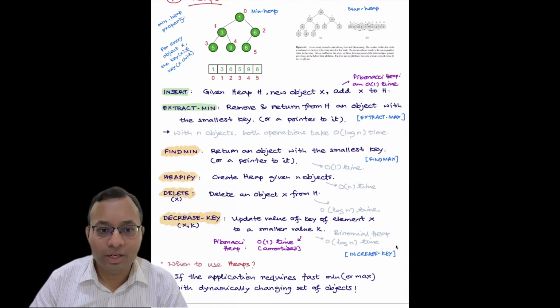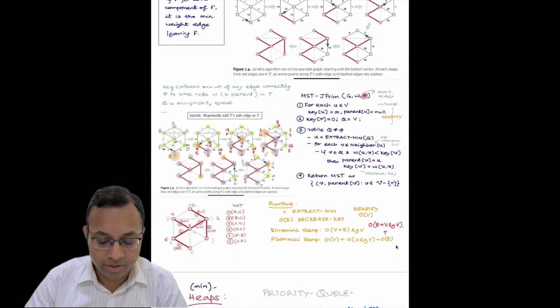But for now, what we need from this is: given a heap with n elements, we can heapify, that is, create the heap, in order n time. We can do extract min in order log n time. We can insert an object or decrease key in a Fibonacci heap in constant amortized time. Now with this, we are ready for the Jarnik-Prim implementation.